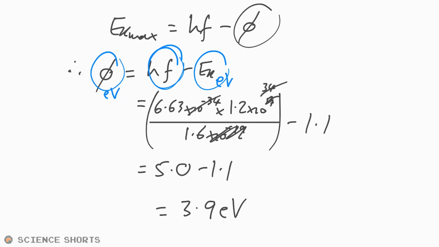Like I said, you could have converted the kinetic energy into joules, but then your work function would be in joules. Then you need to turn that back into electron volts. It's doing twice the work.